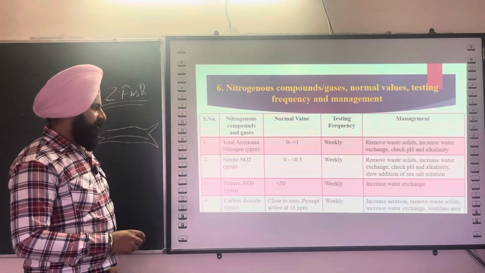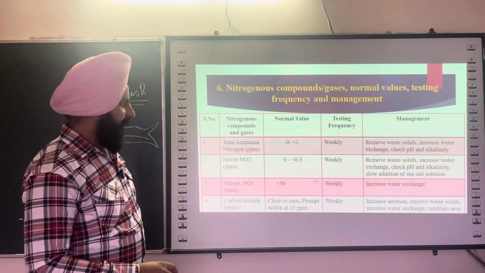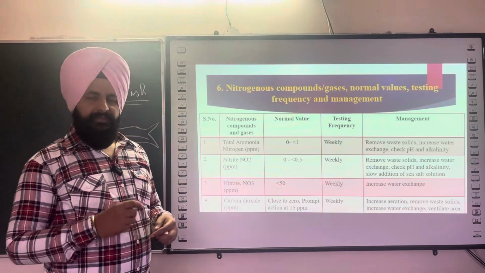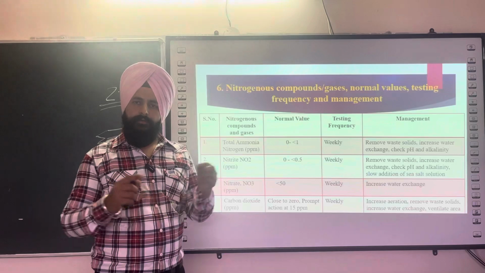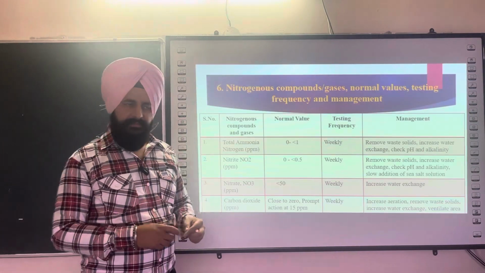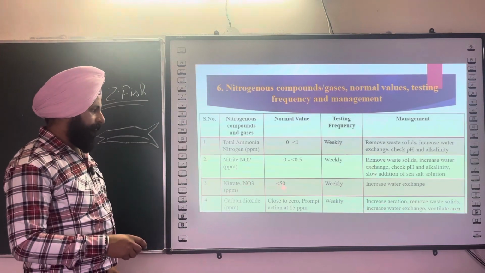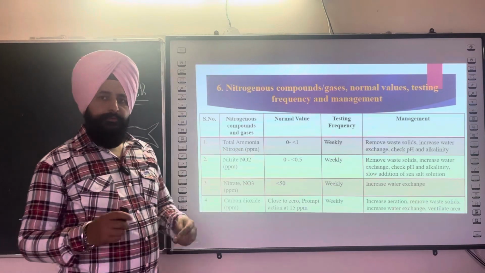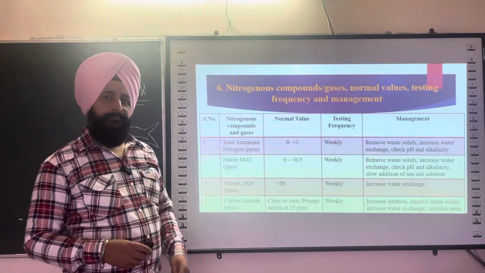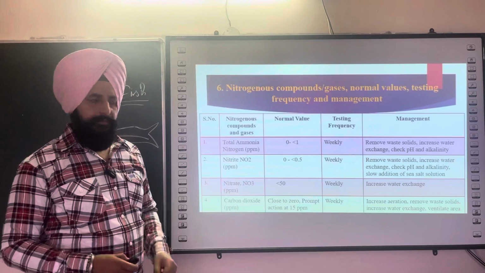The second thing is nitrite, which should be around 0 to 0.5 parts per million, or less than 0.5. If nitrite is higher, two things should be done: keep the water alkaline, and remove all the solid waste from the water, and exchange the water with clean water on a daily basis. The third important thing is nitrate. The level of nitrate should be less than 50 parts per million, and it is better if it is around 25, 30, 35. It should be checked on a weekly basis, and nitrate can be removed simply by exchanging the water. The old water should be exchanged with fresh water.